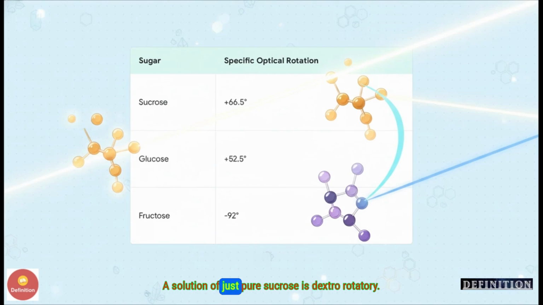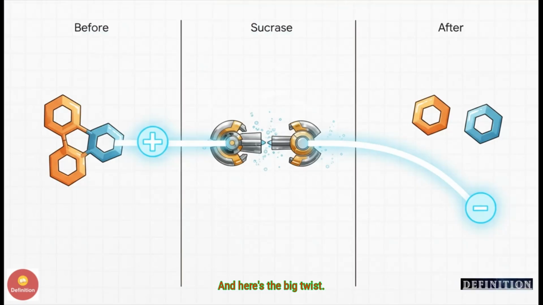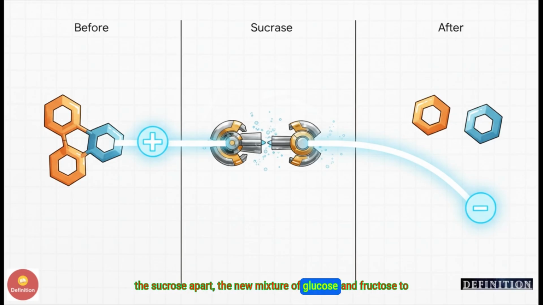Okay, so let's look at the numbers here. A solution of just pure sucrose is dextrorotatory. It bends light to the right by about positive 66.5 degrees. But take a look at its building blocks, glucose and fructose. They each have their own scores, don't they? And here's the big twist. When you use that sucrase enzyme, or even just an acid, to break the sucrose apart, the new mixture of glucose and fructose does something amazing. It completely flips its personality and starts bending light to the left. This whole process is called inversion.